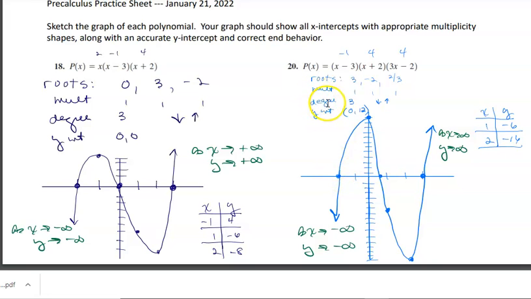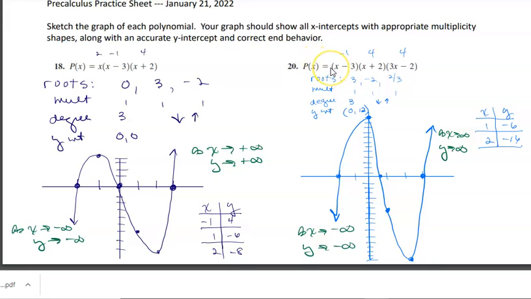Okay, and the degree clearly is 3. Let's get the y-intercept. If I plug in a 0 here, what will I get? Plugging in a 0 gives me a negative 3. Plugging in a 0 gives me a positive 2. So far I have a negative 6. Plugging in a 0 here gives me a negative 2. So I have negative 6 times a negative 2 is a positive 12, and that's why that is my y-intercept.